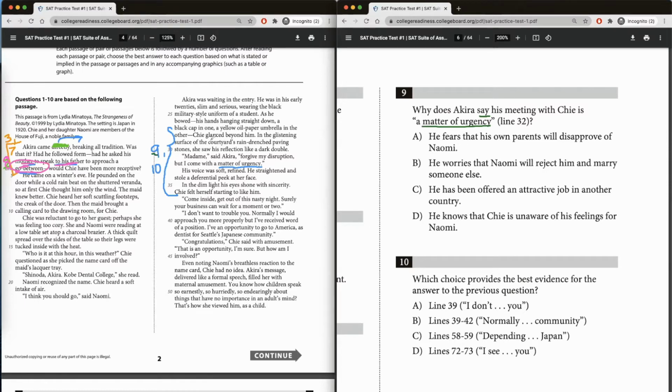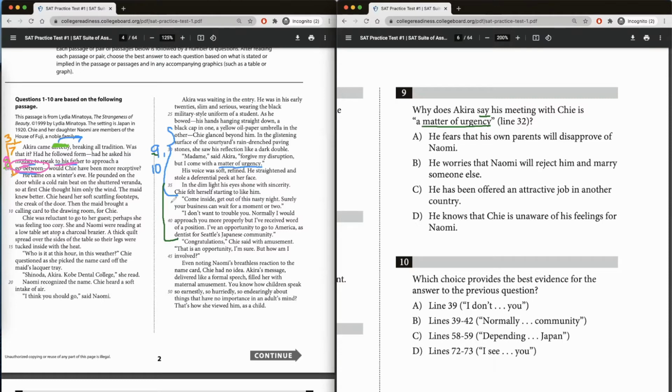Okay, so let's see. He says it's a reading the window in the glistening courtyards. She saw his reflection. So, madam, forgive my disruption, but I've come here. He was refined. Okay, so in this case, we may need to go a little bit further because we still don't know why it's a matter of urgency. So maybe expand it out to a little bit more.